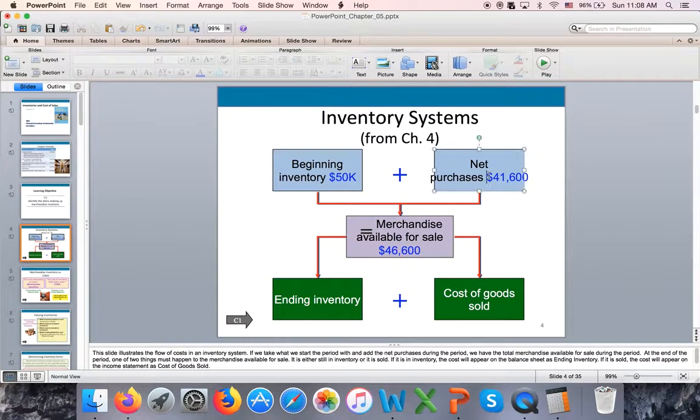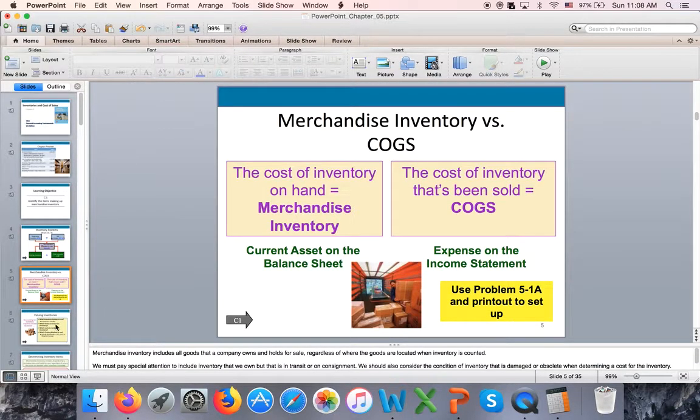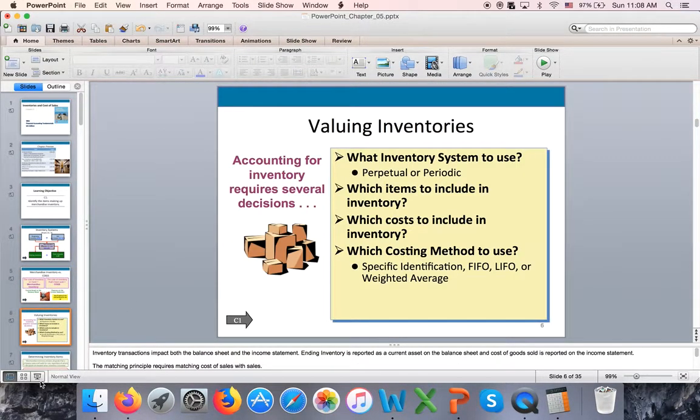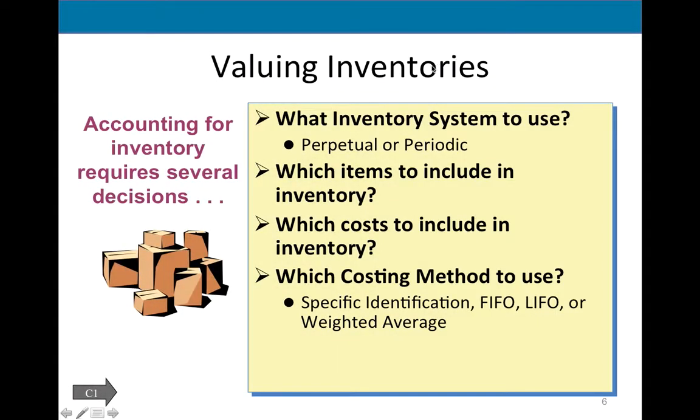And GAAP allows us to use any of the four methods I will describe. So, before I go back to the problem, let me talk about value in inventories. As I mentioned, you can use either perpetual or periodic inventory. We will use perpetual. Which items to include in inventory, which costs to include in inventory, and which costing method to use. These are four basic questions.